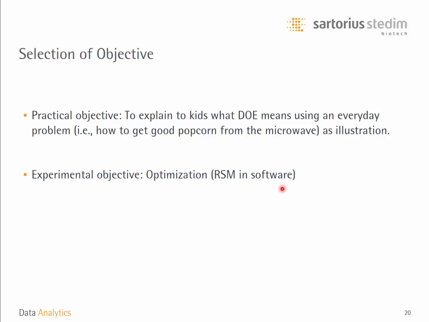When you're running DOE using the MODDE software, you have to select the so-called experimental objective that can either be screening or optimization. And there is another alternative notation in the software for optimization called RSM, Response Surface Modeling.